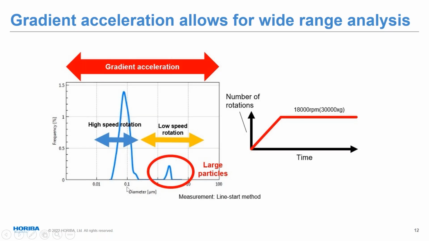Again, your instrument knows exactly what number of RPMs it's at. We'll show you how it does that in a while, so it can do the calculation for Stokes Law just as if it was running at a constant speed. This is a very nice feature, especially when you're doing the line start. With the line start, you're assuming you're going to have multiple peaks, and so in most cases, those would be run with the gradient.